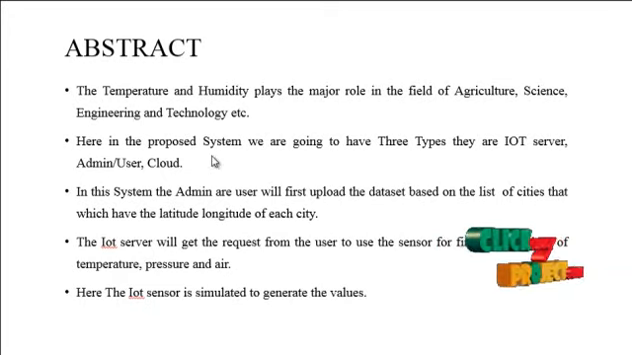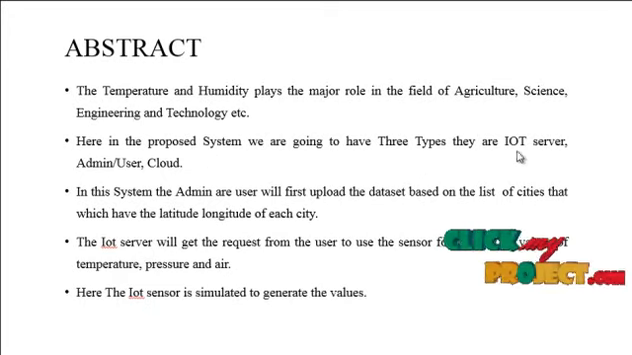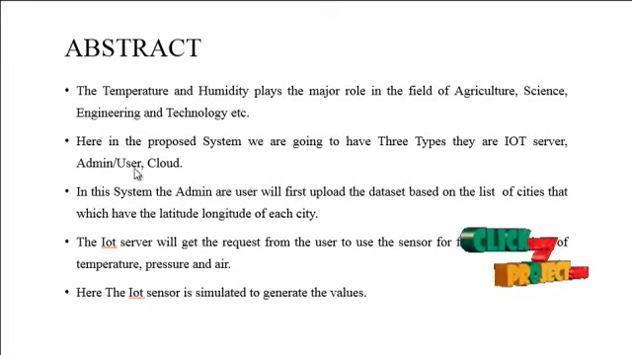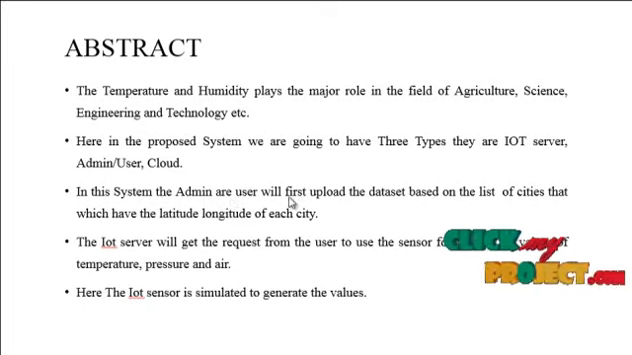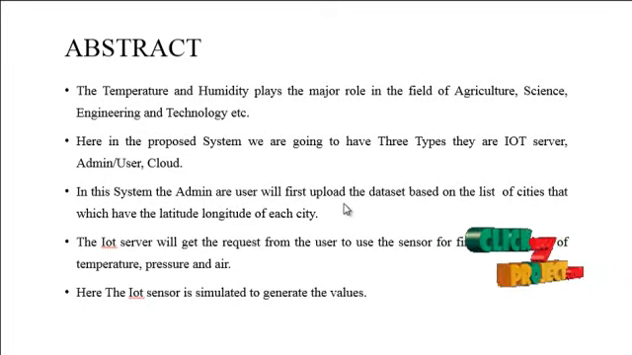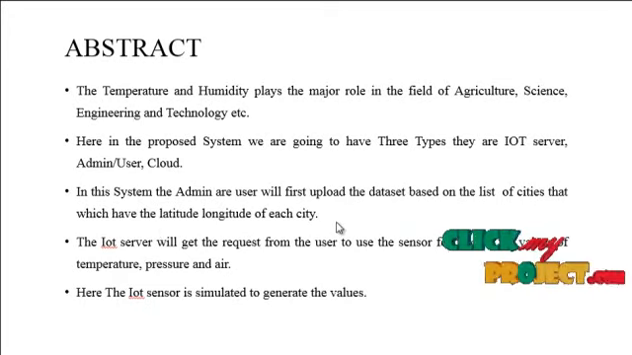Here in the proposed system, we are going to have three parts: the IoT server, the admin or user, and the cloud. In this system, the admin or user will first upload the dataset based on the list of cities, which have the latitude and longitude of each city.